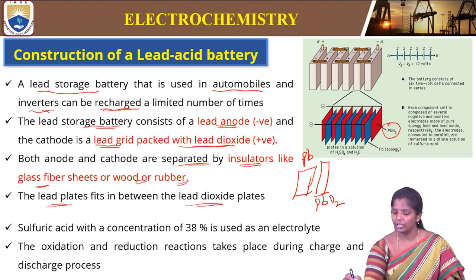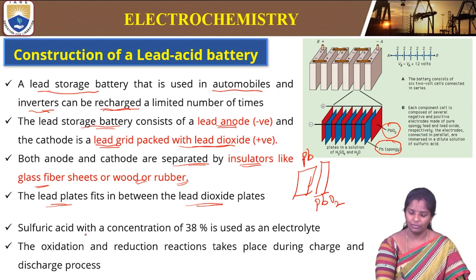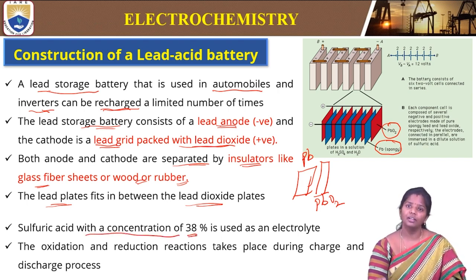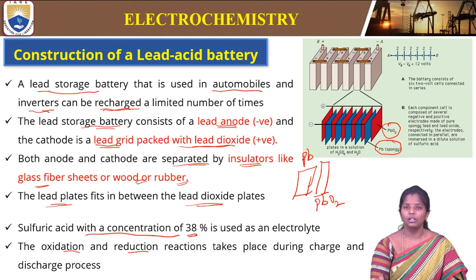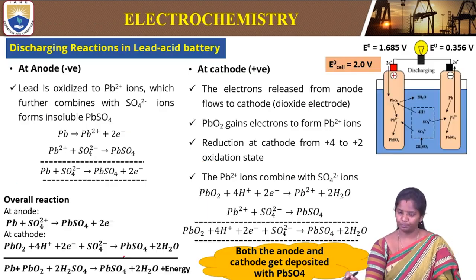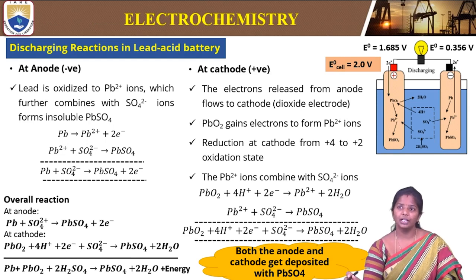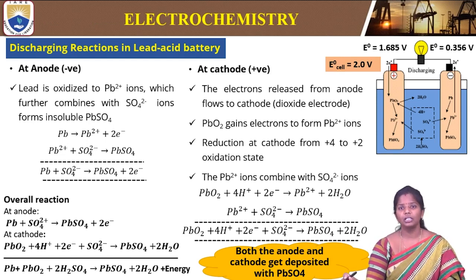This red one is the lead dioxide plate, and the blue one is the lead plate. In between, it is filled with sulfuric acid with a concentration of 38%, which is used as an electrolyte or the medium for the reactions. The oxidation reduction reactions take place during the charge and discharge process of this battery. So what happens at the discharge? Discharge is nothing but the usage. Whenever we are using the battery for our application, it discharges.